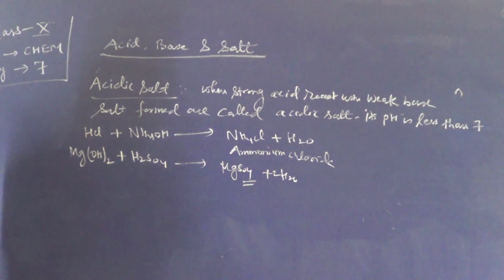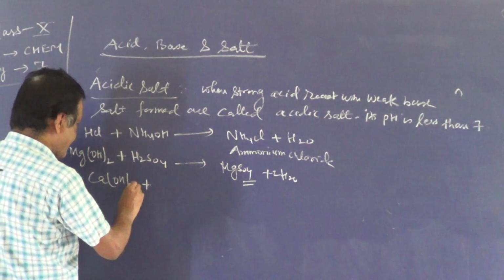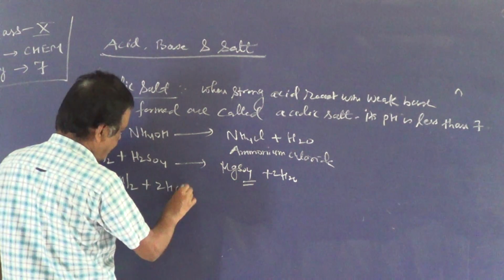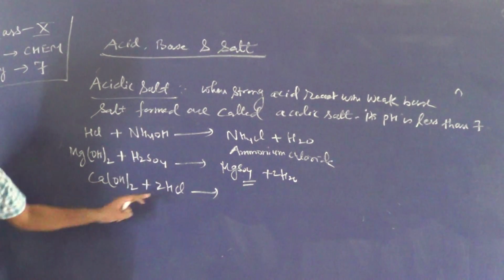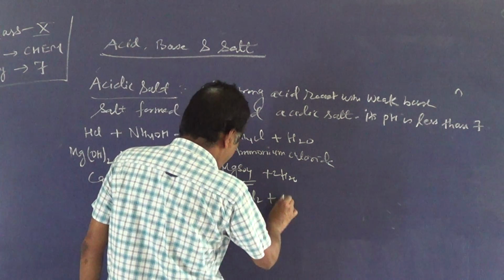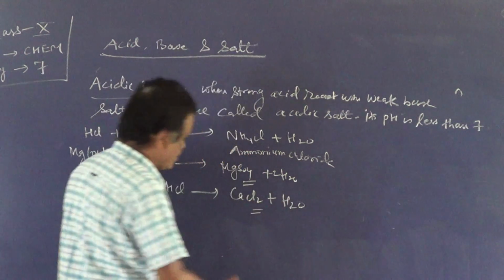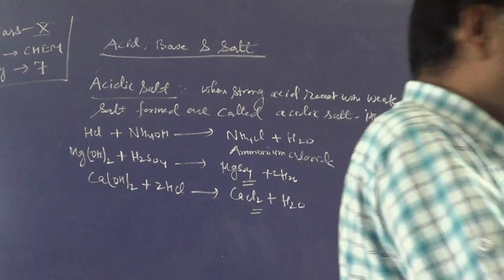Okay. Calcium hydroxide is a weak base. It reacts with hydrochloric acid to form CaCl2 plus water. Calcium chloride is your acidic salt. Okay, now come to basic salt.